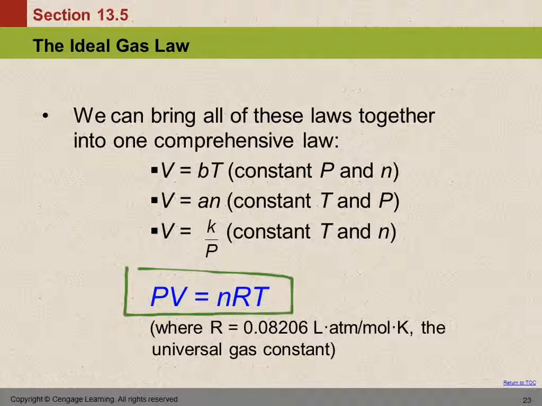So PV equals nRT. That is the ideal gas law. This relates the pressure, the volume, the number of moles, and the temperature of a gas. And there's a new letter in here, capital R. R is the universal gas constant, and it can be expressed in different units.